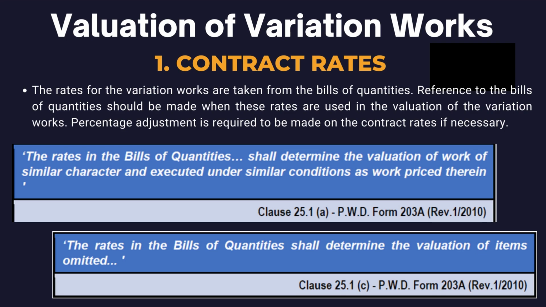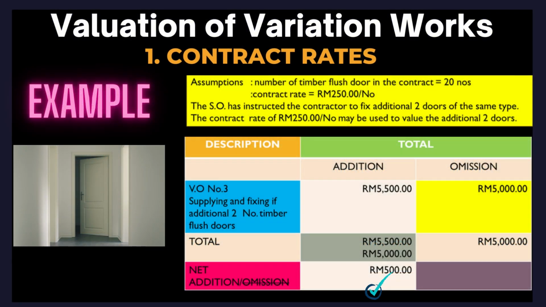This method is in line with Clause 25.1a in PWD 203 as the standard form of contract, where the rates in the bills of quantities shall determine the valuation of work of similar character and executed under similar conditions as work priced therein. And also with Clause 25.1c, where the rates in the bills of quantities shall determine the valuation of items omitted. The application of contract rates can be seen in this example.